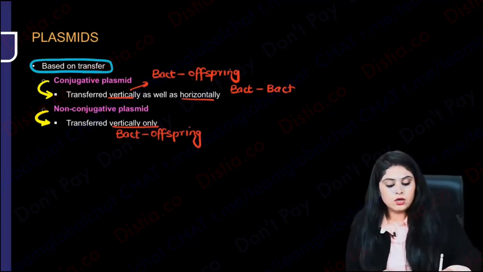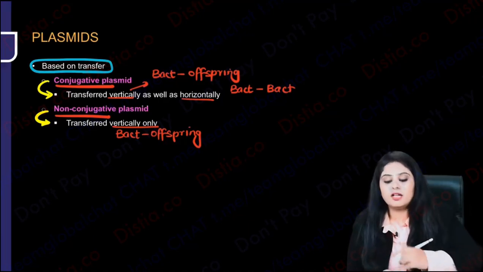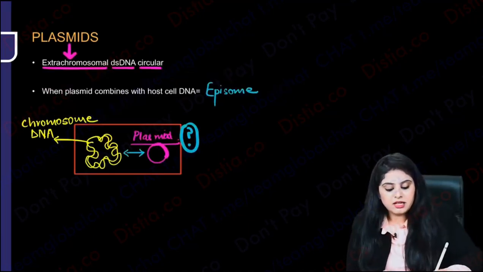So that was the definition. Conjugative will show everything, non-conjugative is only going to be vertical. But what is this plasmid? Why am I obsessing over this plasmid? What is in it?